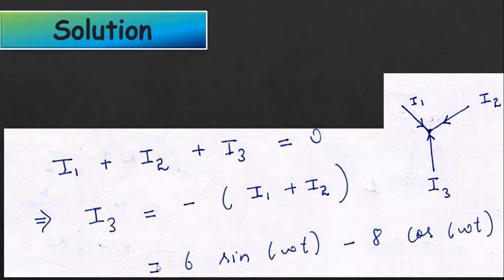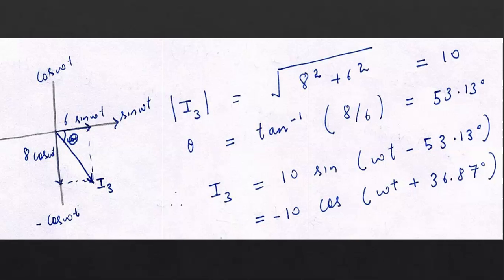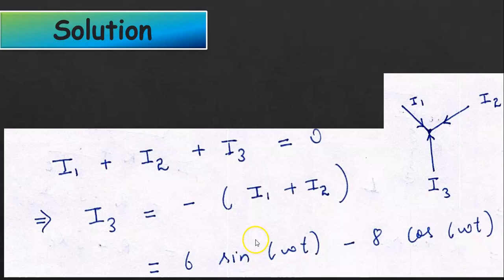substituting for I1 and I2, we will get 6 sin omega t minus 8 cos omega t. We draw its phasor diagram now. We take sin omega t as the x-axis and cos omega t as the y-axis. So 6 sin omega t is like this, and 8 cos omega t is here because it is minus 8 cos omega t. So the vector I3, that is equal to 6 sin omega t minus 8 cos omega t, will be like this.